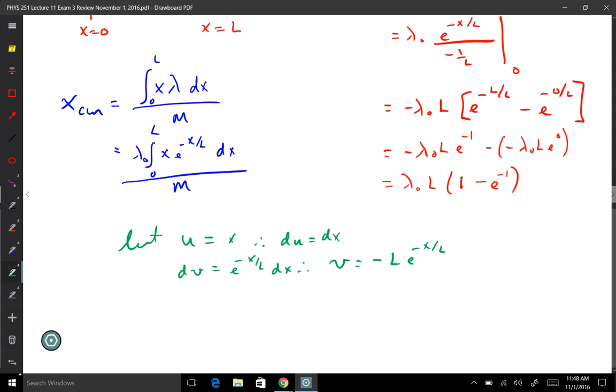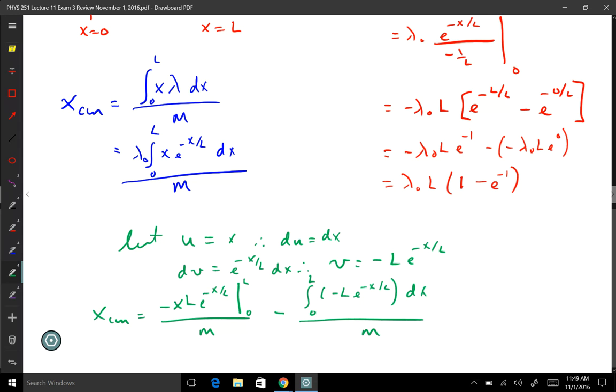So now that I have this, I can put x cm is equal to my u times v. So that's going to be minus xL e to the minus x over L, with limits from 0 to capital L, minus the integral of v du. And we have more calculus to do. Hooray.